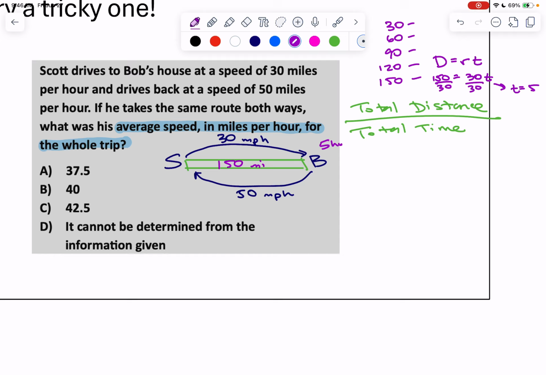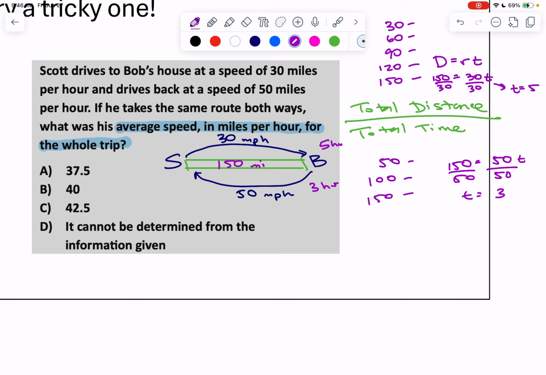And how long to get back? Well, let's see. We're going 50 miles an hour on the way back. So 50, then 100, then 150. Oh, it only took me 1, 2, 3 hours. Or again, if I'm using my distance equals rate times time, my distance is still 150, but now my rate is 50 miles an hour. If I divide both sides by 50, 150 divided by 50 will let me know that my t equals 3 here. So that's 3 hours on the way back.